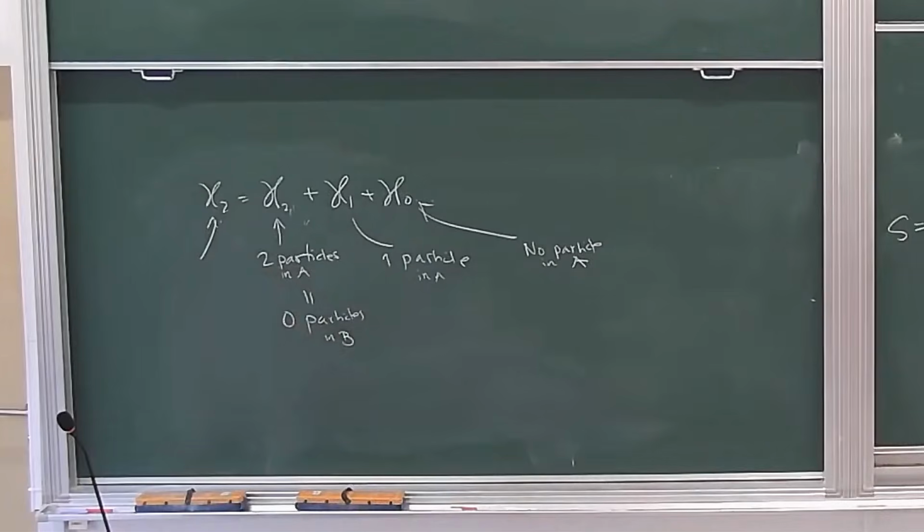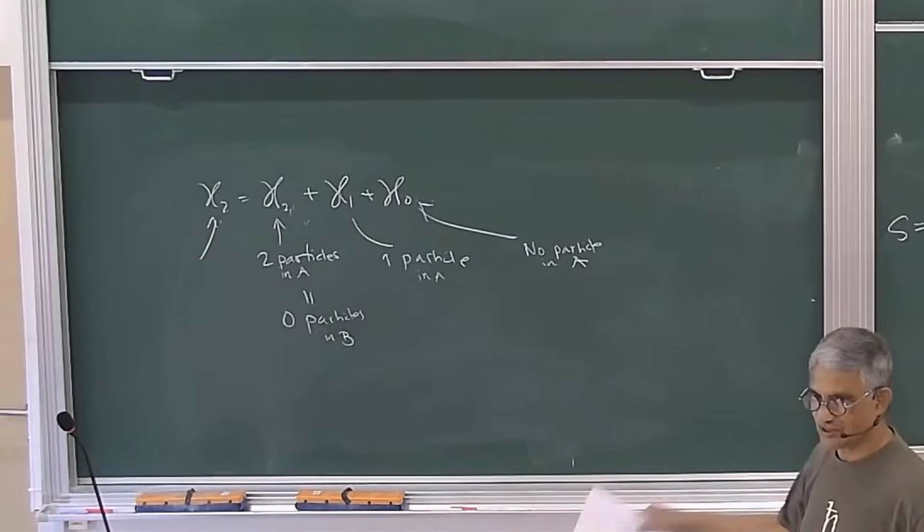But of course, these are identical particles. So you can't say that this particle is in A and that particle is in B. But an invariant statement is that one of the particles is in A, the other one is in B. And the sum is necessary because you have to cover the entire Hilbert space.